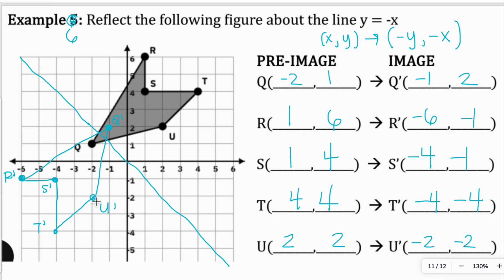So that means if we folded our paper on that line of reflection here, both those shapes will be on top of one another. That is going to be all for our notes today.